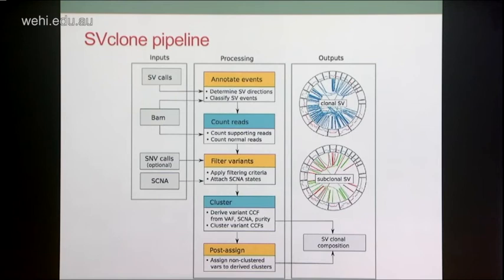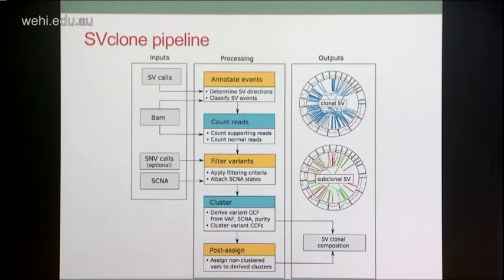This is just a large zoomed out outline of the SV clone pipeline. I've talked a little bit about counting reads. In order to do this counting step, you need to annotate a few features, such as the direction that the SV is facing. If you don't already know this, if your SV caller gives this to you, then that's great. And then we also classify the events based on the direction as well, and there's a couple of heuristic rules we use for that. So you need your SV calls and your corresponding BAM file, and then you can run this pipeline.